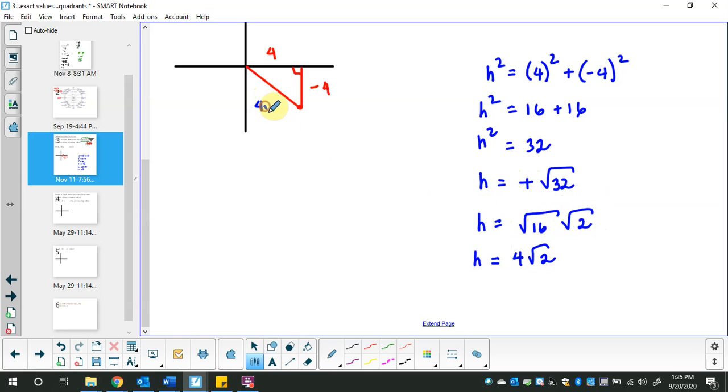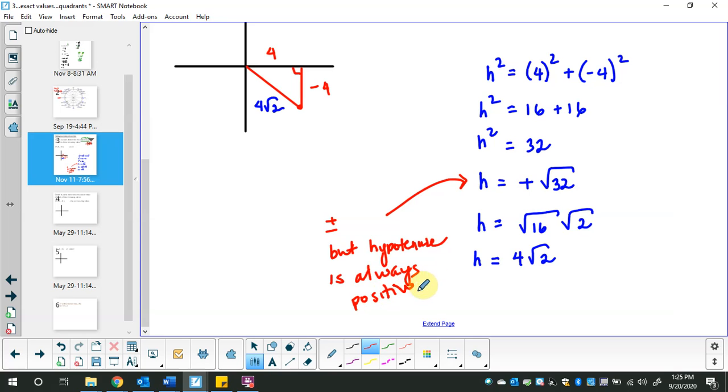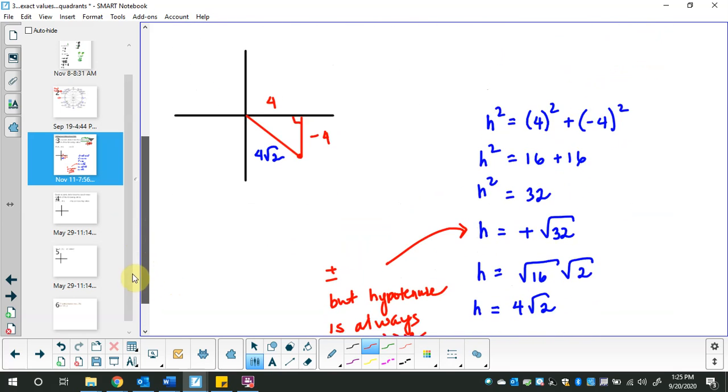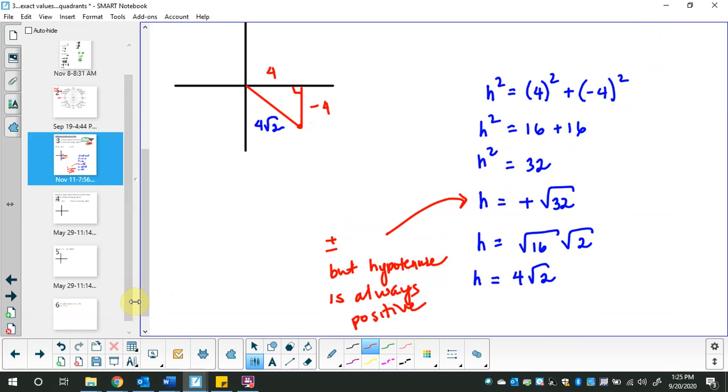And I'm going to plop that on the hypotenuse, and then I'm going to make you a little note to say, technically it should be plus minus, but hypotenuse is always positive every single time. So pause if you need to catch up there.